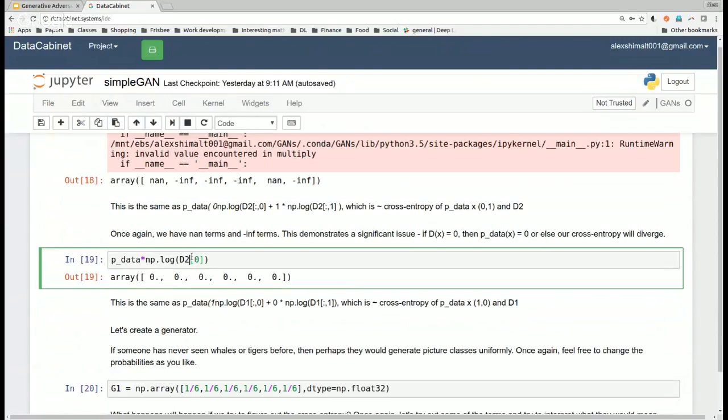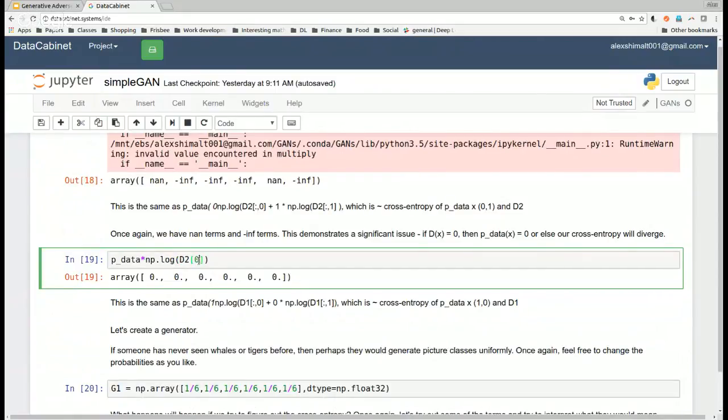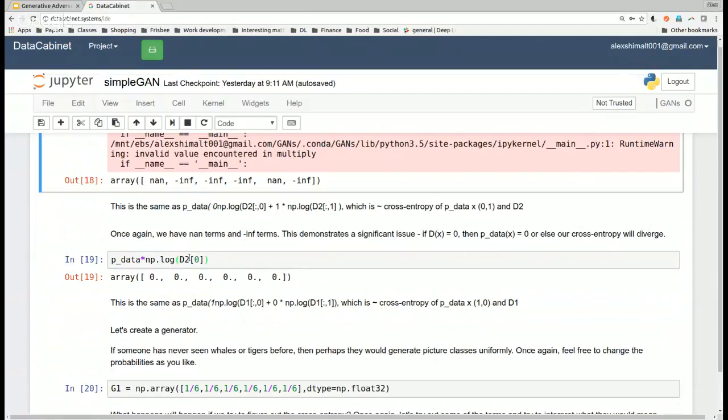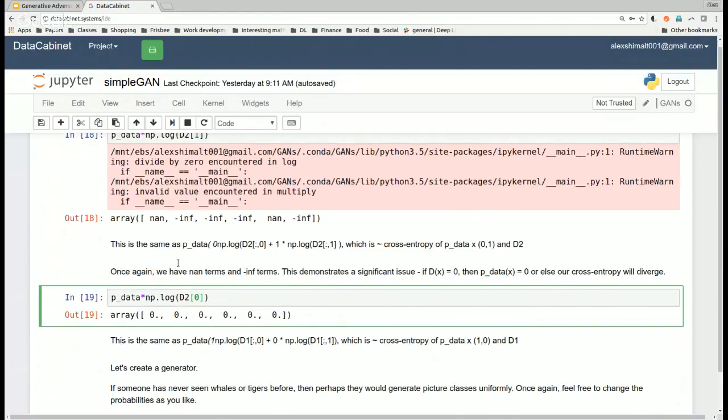Similarly, we have this reverse term as well here, which is the mirror image of P of data times log of D1. So this is not stable, because this is always log of 1, so that's fine, and this is always log of 0.